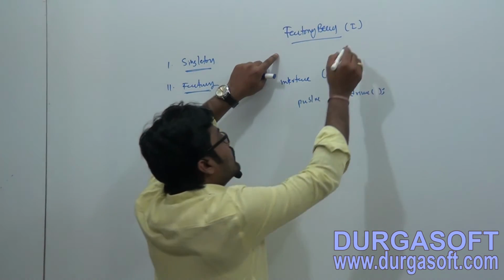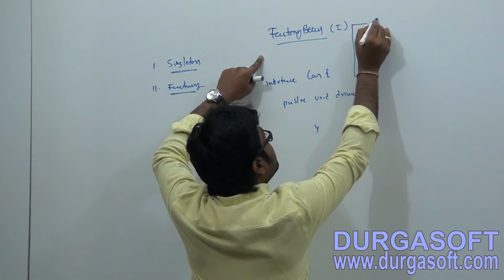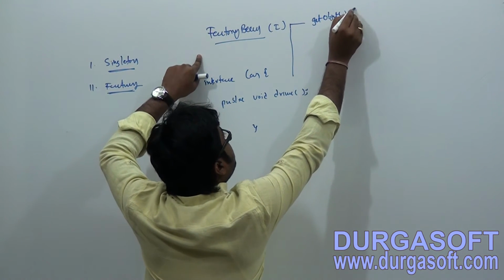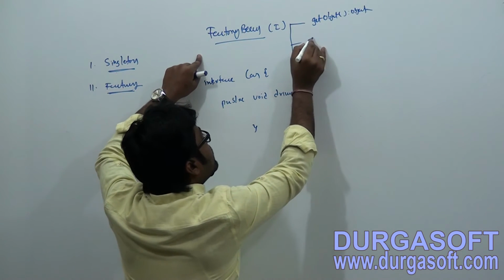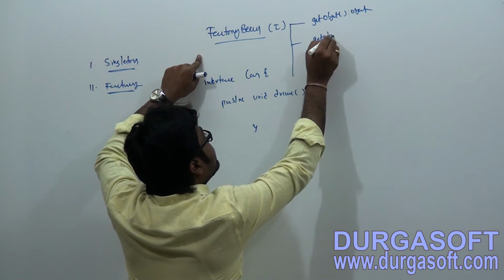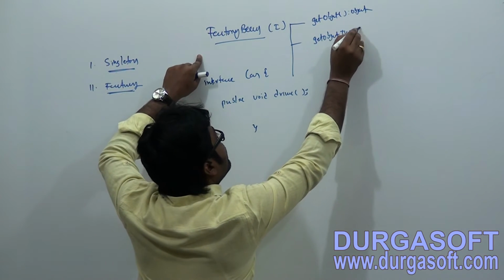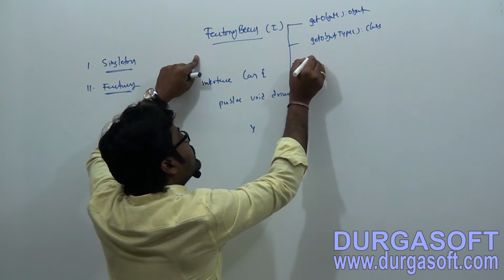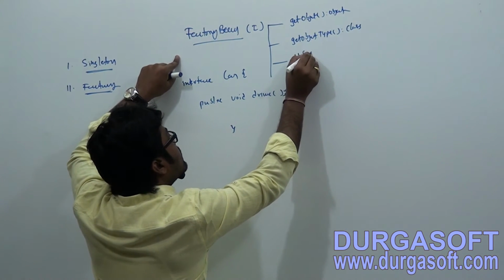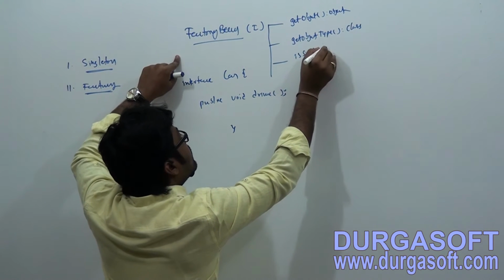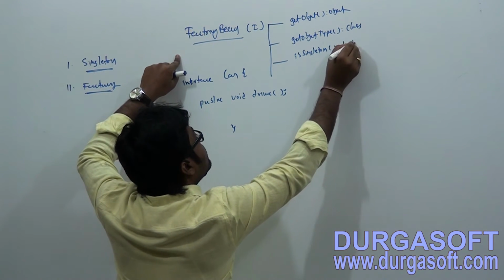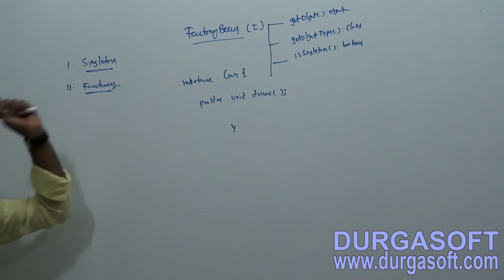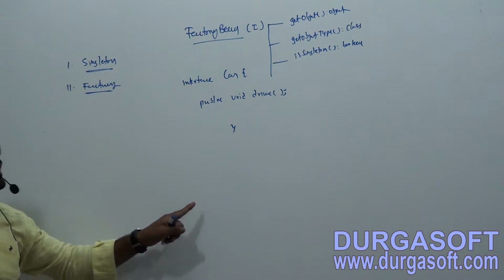In this interface we have three methods. The three methods are getObject, whose return type is Object; getObjectType, whose return type is Class; and isSingleton, whose return type is boolean. These three methods we have in this interface. So by implementing this interface, you can implement a factory class.